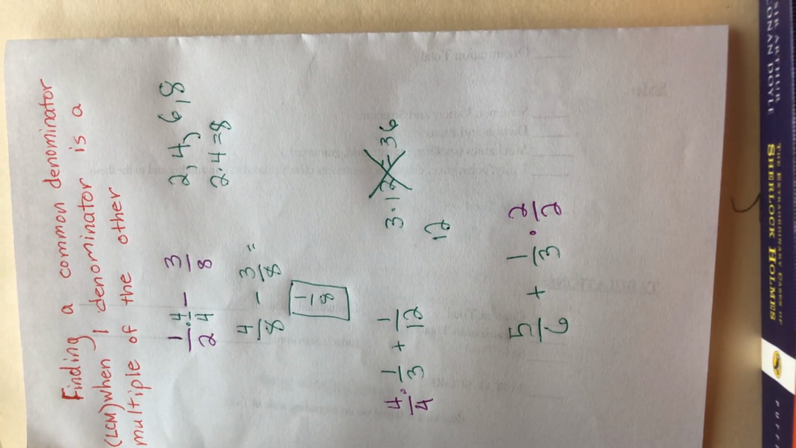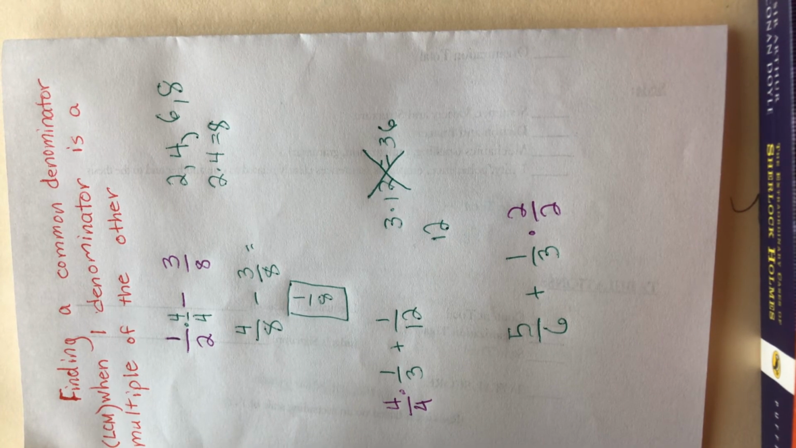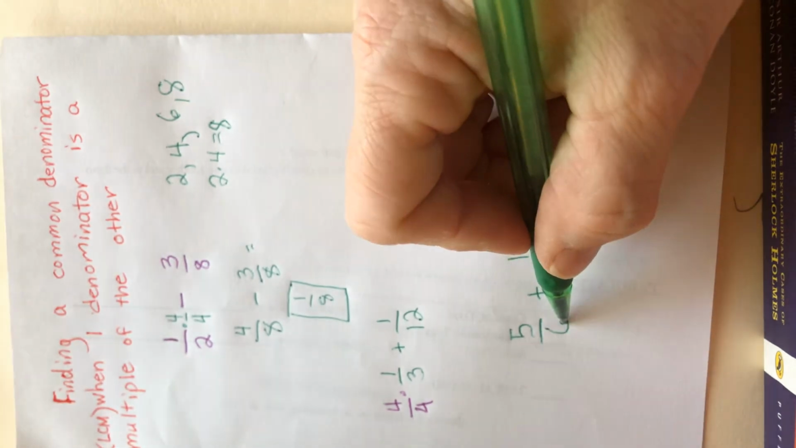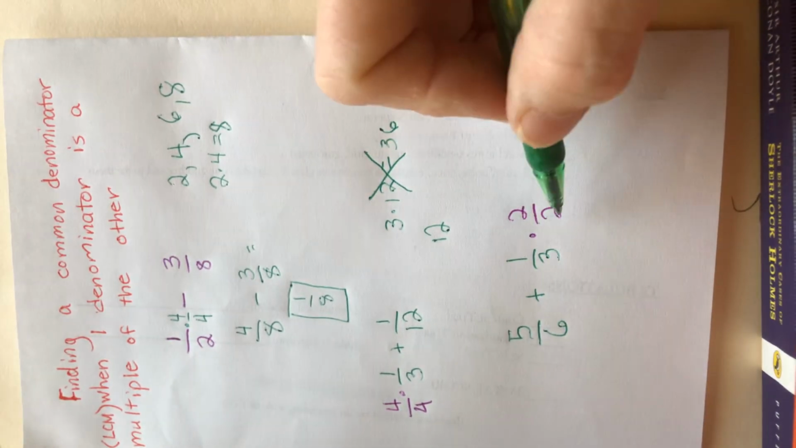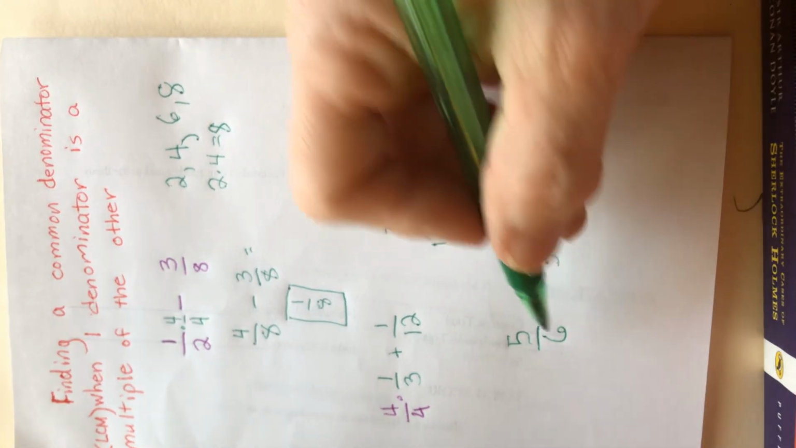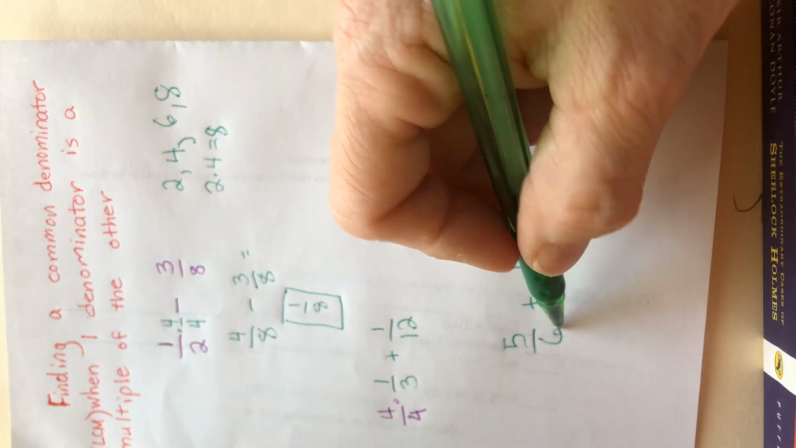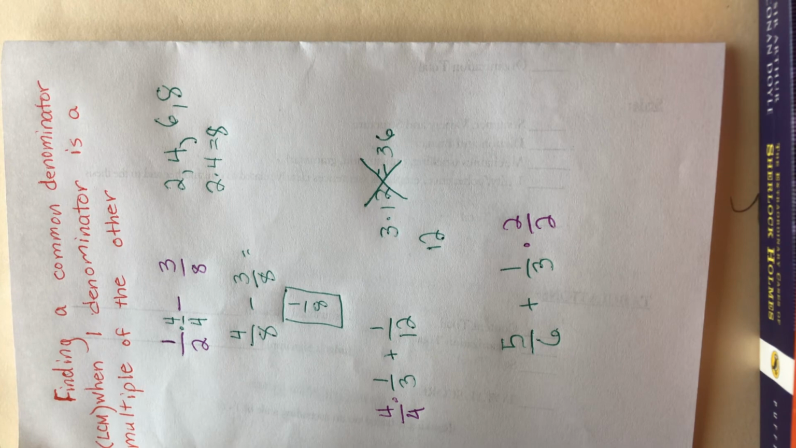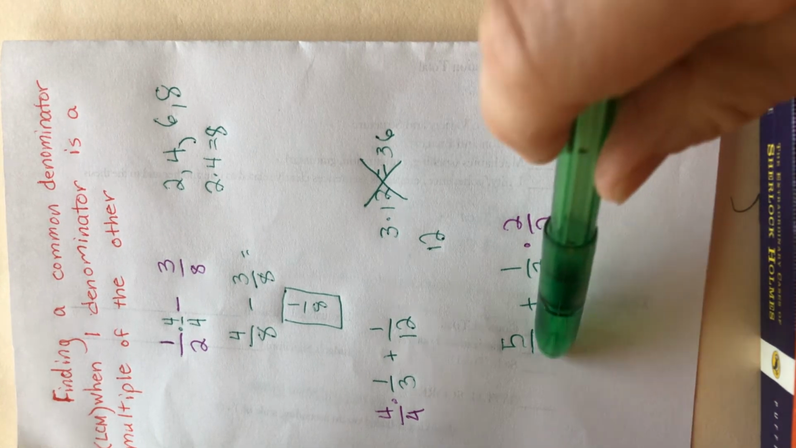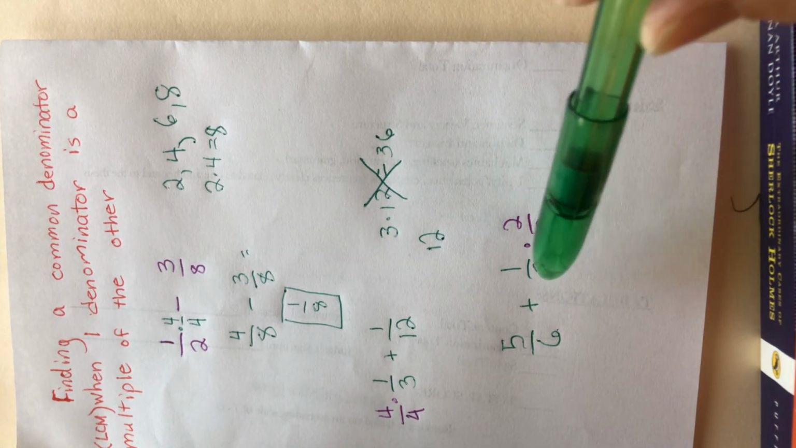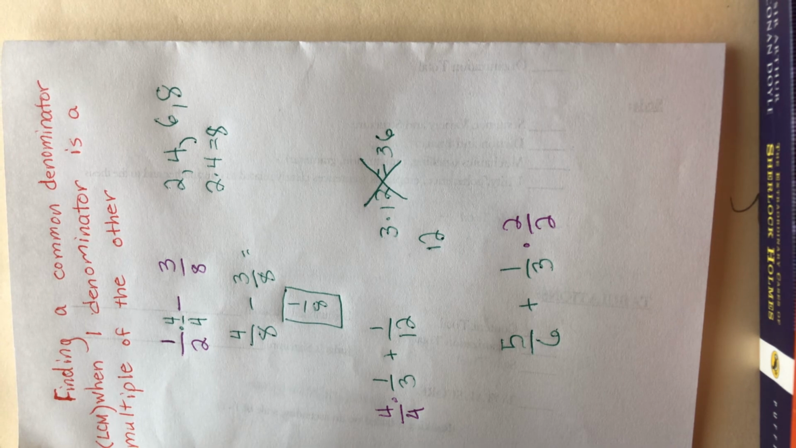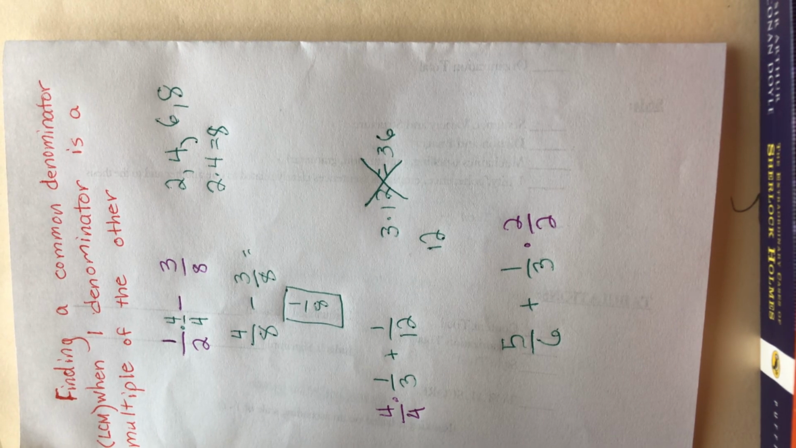So whenever you have one where one of these numbers is a multiple of the other number, so you can count by this number to get to the other one, multiply by something to get to this number, then you should not just multiply these. Find the smallest common denominator. We don't want to use 18. We want to use 6. Hope this helps.